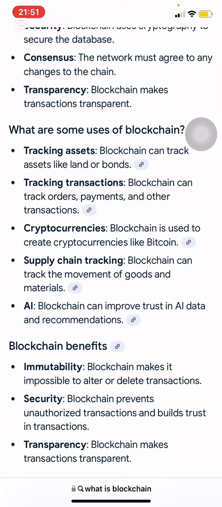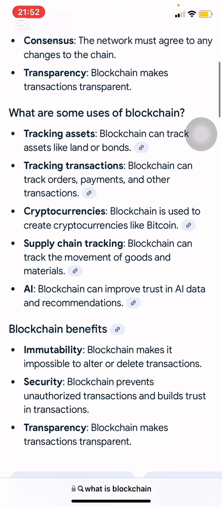They're telling us, what are some uses of blockchain? First of all, tracking assets. Blockchain can track assets like land or bonds. Make your research. Some governments are already using blockchain for land titles. They're also telling us that for tracking transactions, blockchain can track orders, payments, and other transactions, meaning that transparency is going to be here.